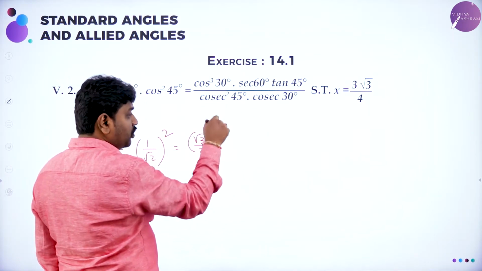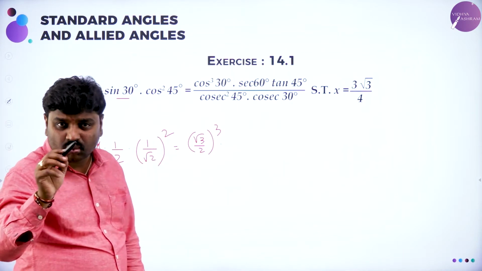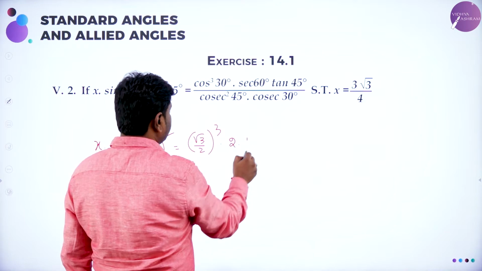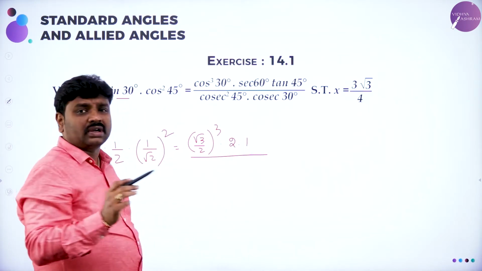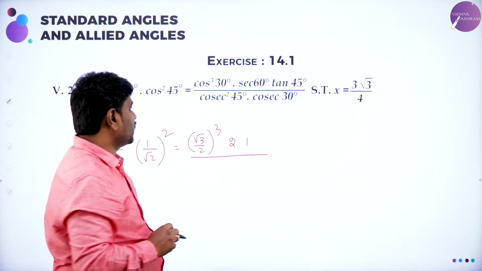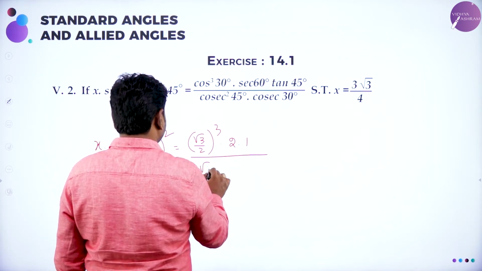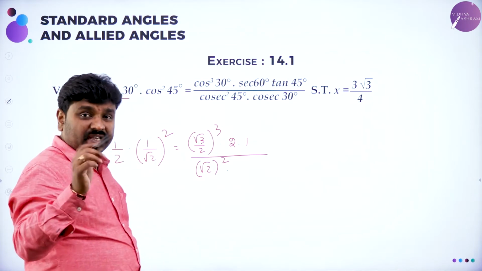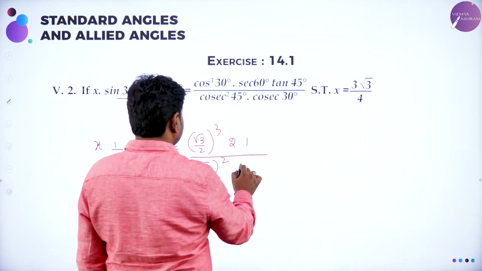Secant 60 is the reciprocal of cos 60. Cos 60 is 1 by 2. So secant 60 will be what? 2. Tan 45 is 1, and cosecant is what? Reciprocal of sin. Sin 45 is 1 by root 2. Cosecant 45 is root 2 square. Cosecant 30 is the reciprocal of sin 30. So sin 30 is 1 by 2, so it will be 2.